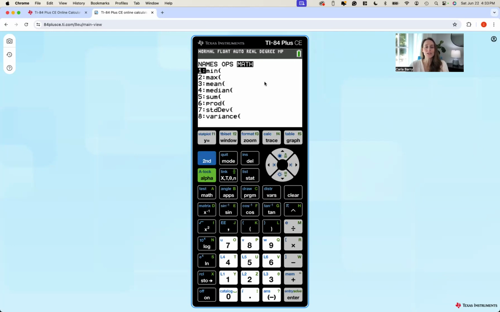The second step is to press second stat, and then we're going to go over to math. Please don't get confused here. This is a different math than the math button on our home screen there on our keypad. We can find our mean, our median, or our standard deviation. Most of the time, I'm using the stat key to find the standard deviation.